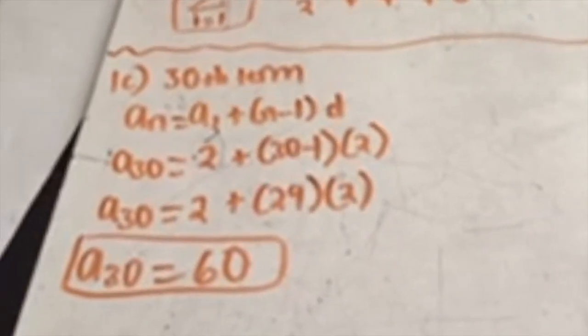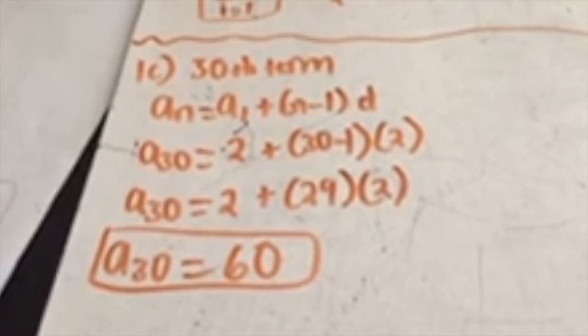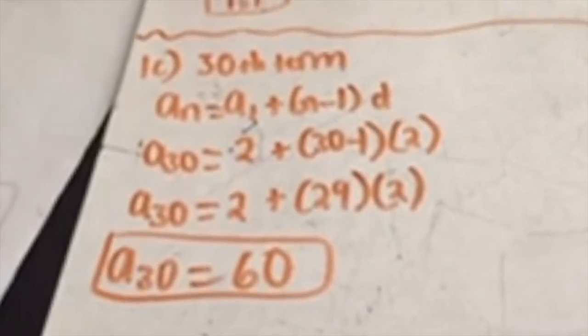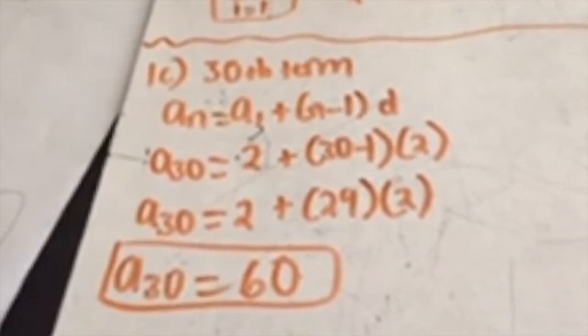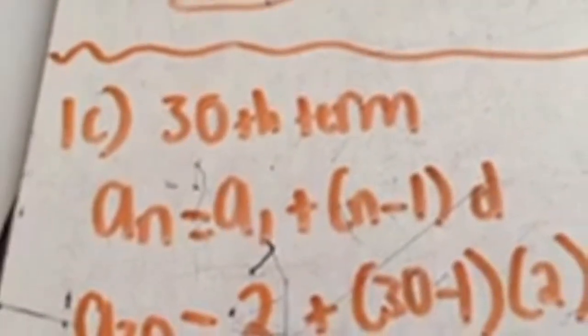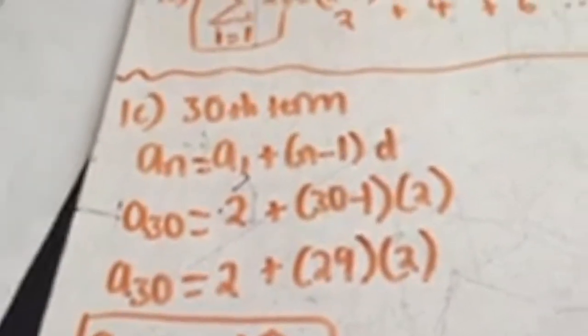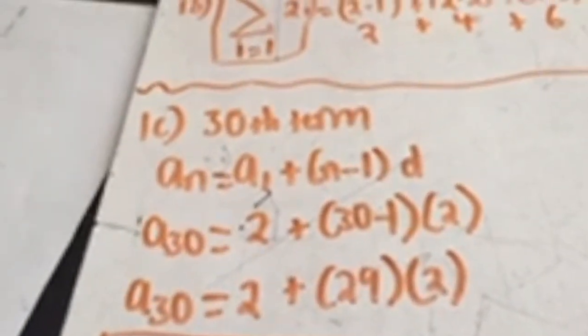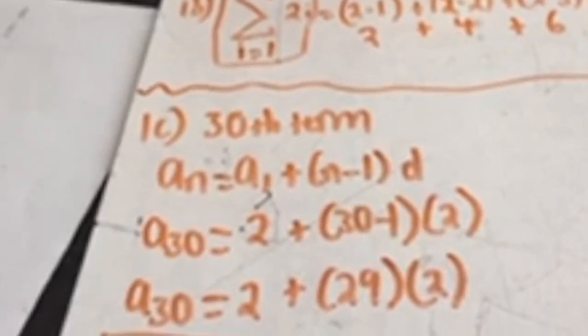For problem 1c, we want to use the set of numbers given to us in problem 1a. The set of numbers was 2 plus 4 plus 6 all the way through to 198. Now it's asking us to find the 30th term. So if we want to find the 30th term, we're going to have to use this formula right here, which is the arithmetic sequence. You only use a sequence when you're trying to stop on a certain term. You only use the series when you're trying to find a sum of terms, as I said earlier.